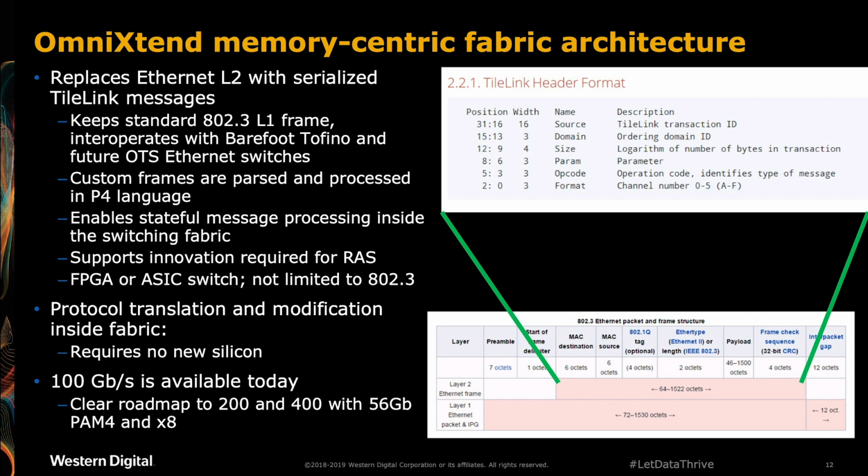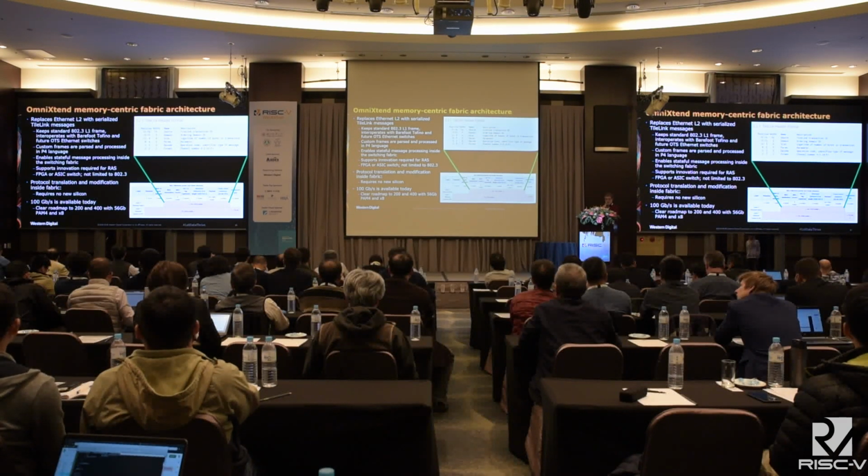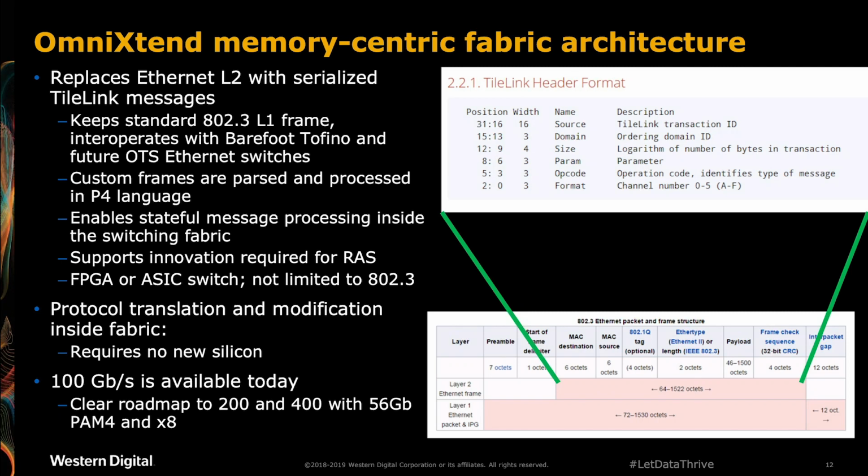And it supports innovation required for reliability, availability, and serviceability. And it can be an FPGA or ASIC switch. It's not limited to 802.3. You could use something else. The protocol translation and modification in such a programmable switch needs no new silicon. We have 100 gigabits per second available today on 802.3. And there's a clear roadmap to 200 and 400 gigabits per second with 56 gigabit PAM4 and 8 lanes.